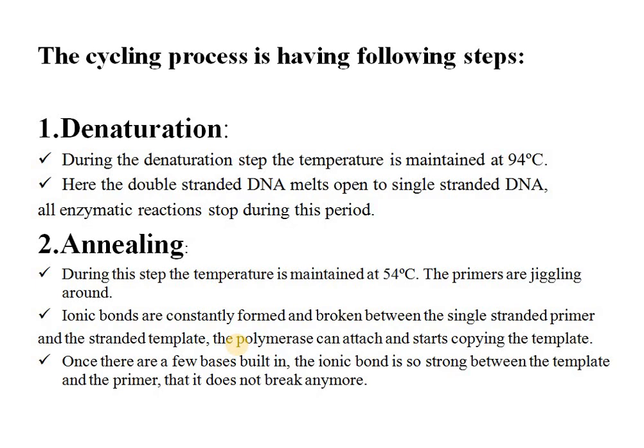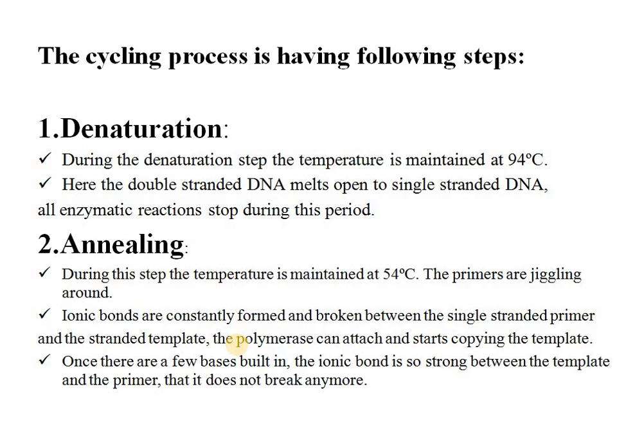So what happens in denaturation? Denaturation means there is a separation of the 2 strands of DNA, or melting of DNA, which is usually carried out by maintaining the temperature at 94 or 95 degrees Celsius. So initially you have to increase the temperature to 94-95 degrees Celsius so that the double stranded DNA will melt and separate into 2 strands. Now you have separated the DNA.